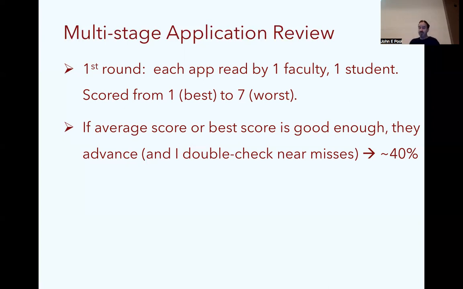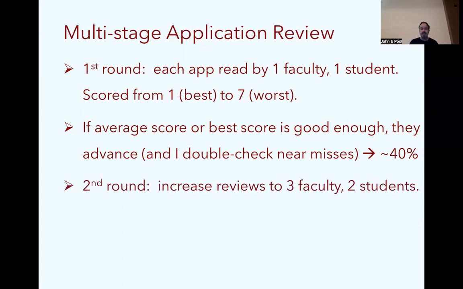By doing this, though, we actually managed to eliminate something like 60% of the applications that are just not going to be in that smallish fraction that I told you about a minute ago. And so we're advancing then about 40% onto the next rounds. And at this point, that is true both on the domestic side and on the international side.